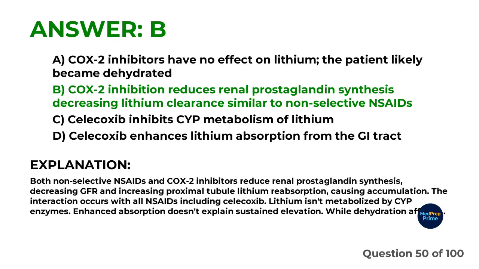Correct answer B. Both non-selective NSAIDs and COX-2 inhibitors reduce renal prostaglandin synthesis, decreasing GFR and increasing proximal tubule lithium reabsorption, causing accumulation. The interaction occurs with all NSAIDs, including celecoxib. Lithium isn't metabolized by CYP enzymes. Enhanced absorption doesn't explain sustained elevation.